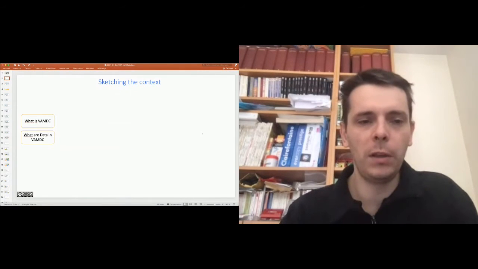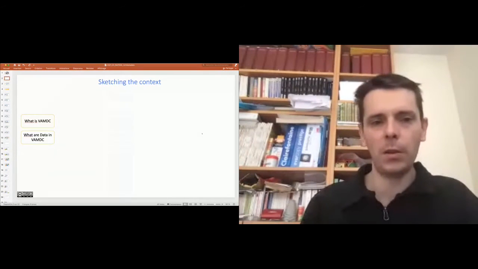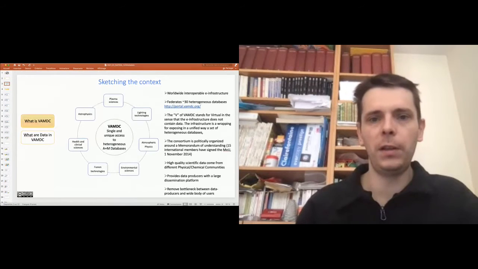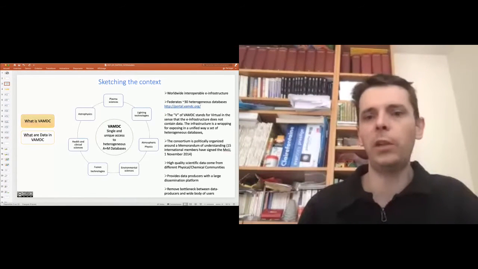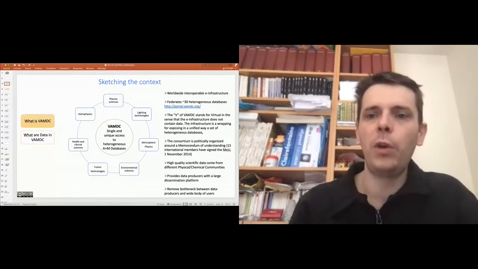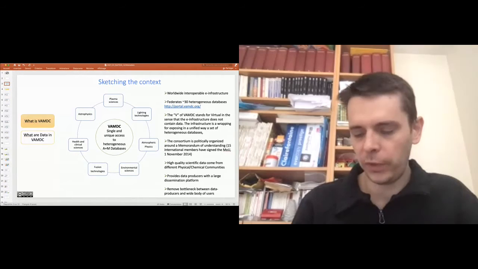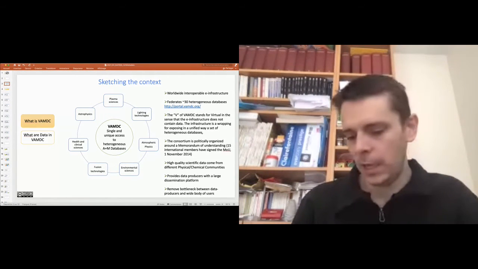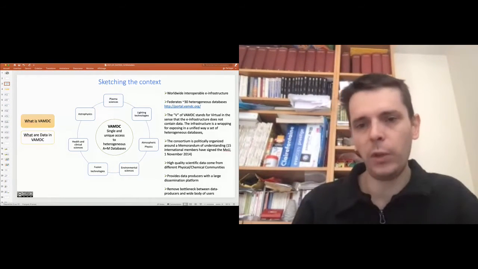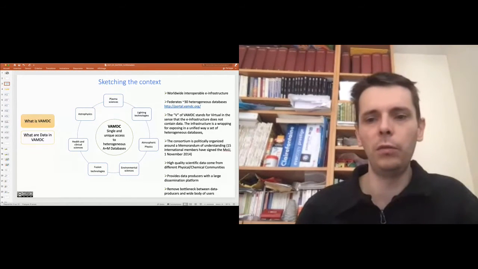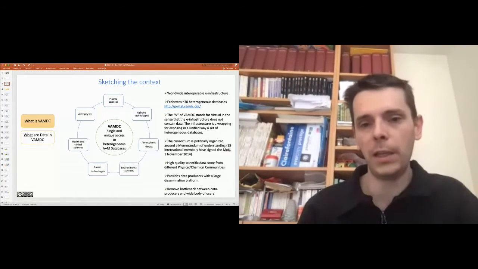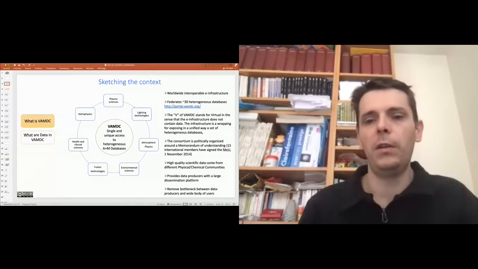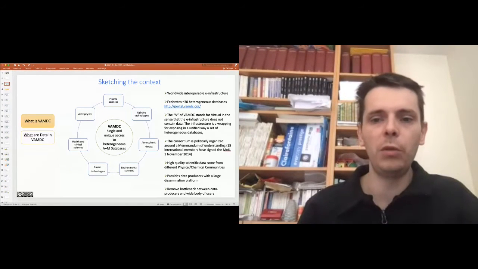So I'm working in an infrastructure called VAMDC, an acronym for Virtual Atomic and Molecular Data Center. It is a worldwide interoperable infrastructure which federates almost 30 heterogeneous databases. The V for virtual means the infrastructure does not contain any data. It is a software wrapping to expose existing heterogeneous databases in a unified way.